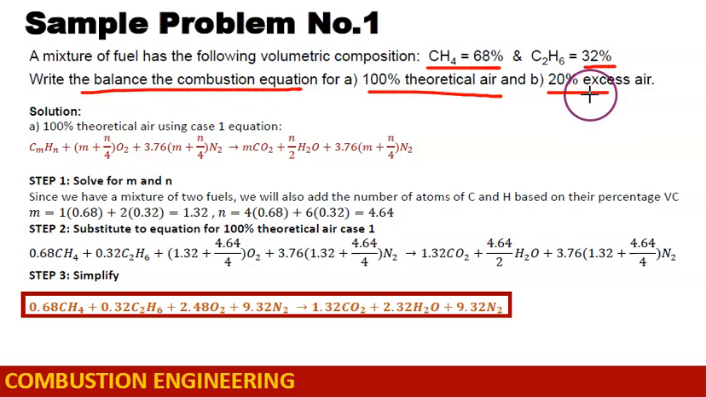Our solution for the first requirement, 100% theoretical air, can be based on case number 1. So 100% theoretical air is case number 1, excess air is case number 2, and deficient air is case number 3. Since this is 100% theoretical air, we will use our equation for case number 1. But this time we have two fuels, methane and ethane.